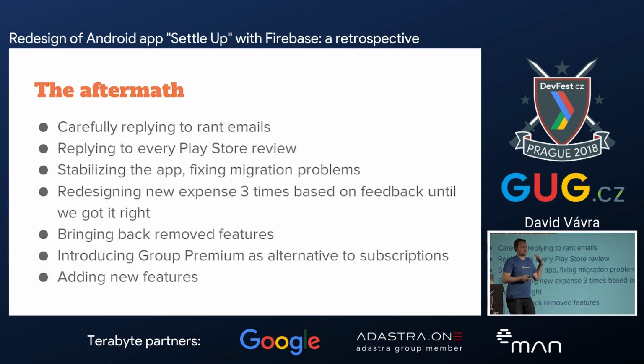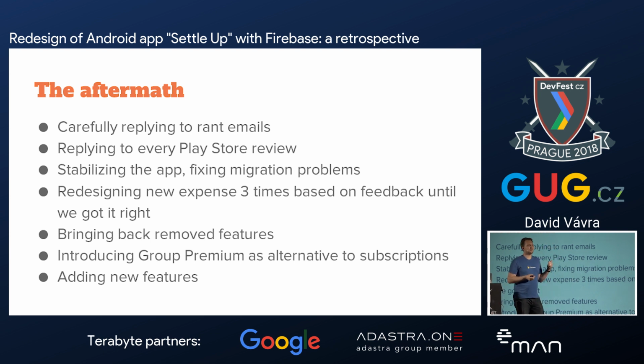And we also brought back some removed features. Based on the feedback, what people needed most, we brought most of them back. We also got feedback that there are some users who are willing to pay us something, but they will never pay subscriptions. Some people are really against subscriptions. So we created this group premium, which is an in-app purchase. But you also don't want to cannibalize the income from subscriptions, so we created a premium for the whole group. So not for one individual, but for everybody in a group.